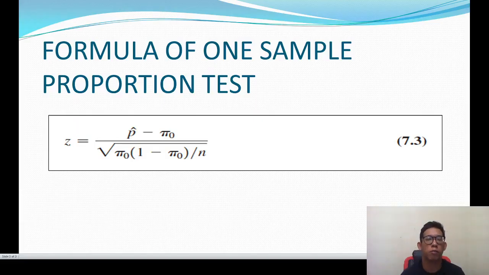So, before we can move on into solving the question of one sample proportion test, we first need to know the formula of the one sample proportion test. So, what is the formula? The formula is p hat minus mu naught, divided by the square root of the product of mu naught multiplied by 1 minus mu naught, divided by n. That is the formula.